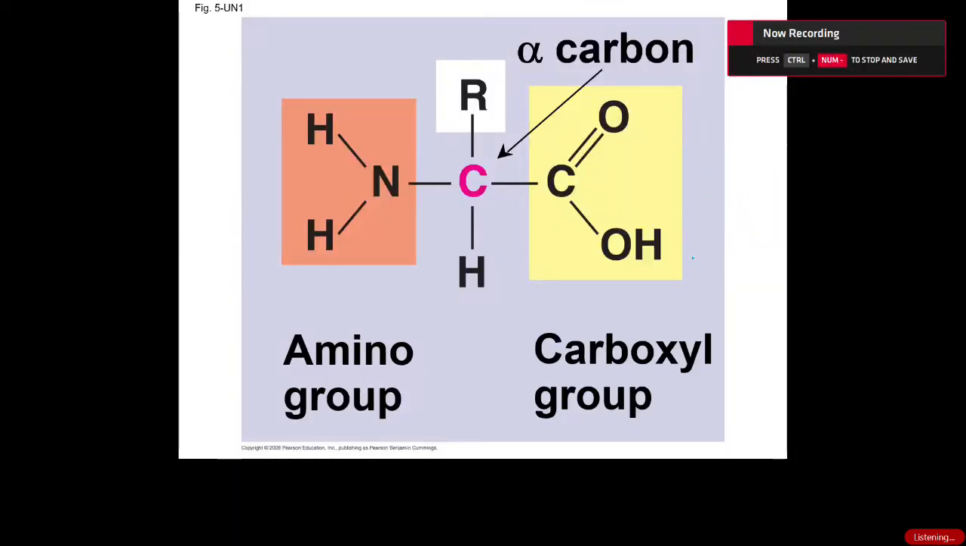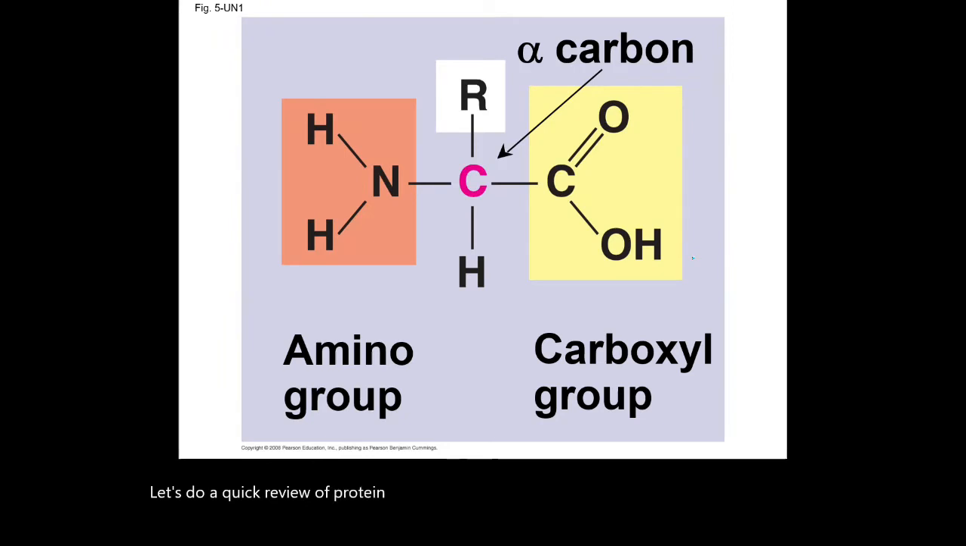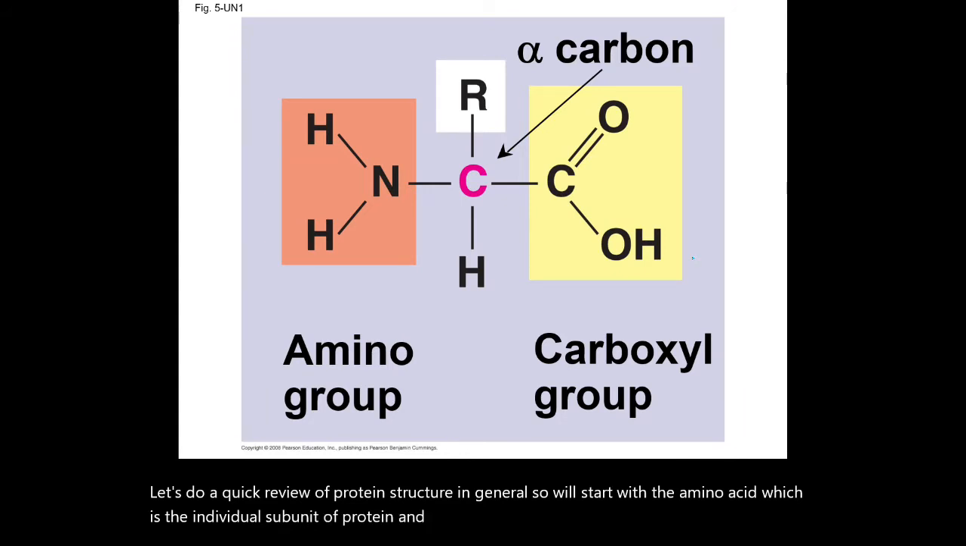Okay, let's do a quick review of protein structure in general. So we'll start with the amino acid, which is the individual subunit of the protein. And when we take a look at the generic amino acid image here, we notice that it's made out of 4 different elements.